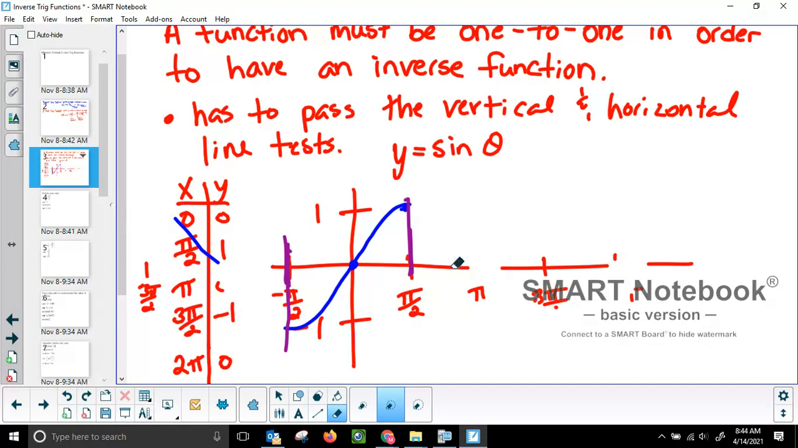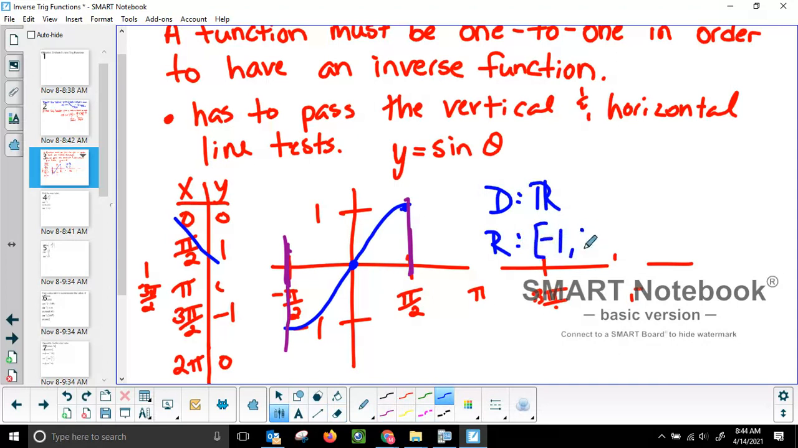So basically, in order to have an inverse sine function, typically the domain of sine is all real numbers, and the range is from -1 to 1. Well, now we're not allowed to look at all of the real numbers. Now I'm only going from -π/2 to π/2. So this is sine of x.